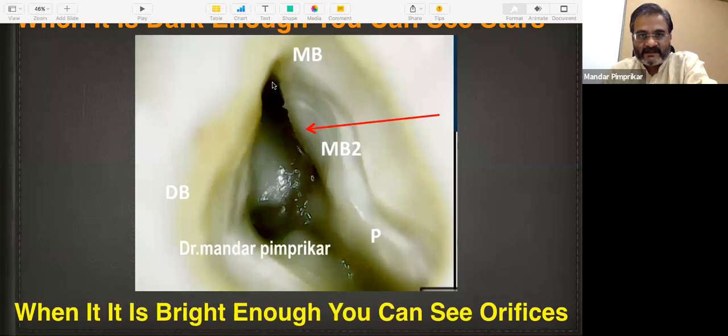Now, if you can see here, this is mesiobuccal, and here it could be MB2. If you have a lot of tissue and debris here, you really can't see anything. If you are not using an operating microscope, at least a clinician should start using magnifying loupes. Then only you will be able to appreciate these things. That is why I say, when it is dark enough, you can see stars, and when it is bright enough, you can see orifices. So you have to make the floor of the pulp chamber clean first.